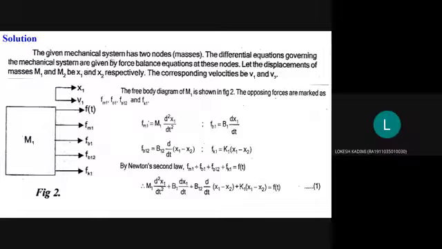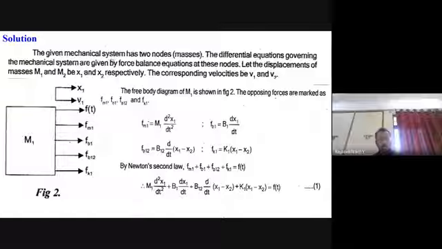Sir, f of t and the other forces will be in opposite directions, sir. Yes, that force will be in the opposite direction. Exactly, the arrow marks should be in opposite directions. Four are the opposing forces. Only one is the input force, that is the applied force. f of t is the applied force. The arrow marks should be in opposite directions.